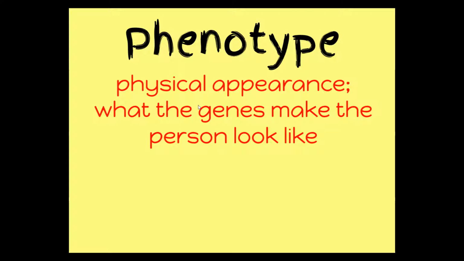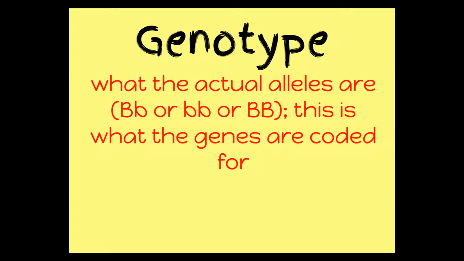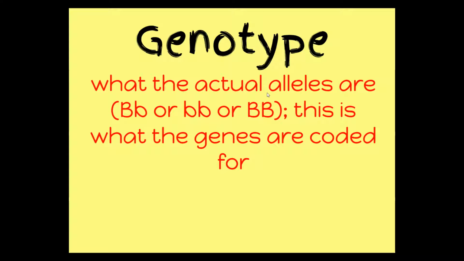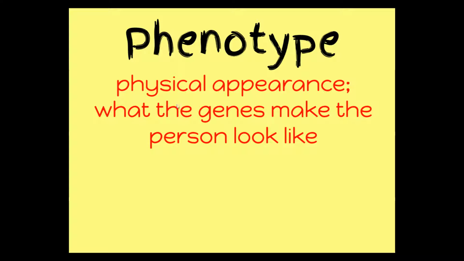So again, we normally show genotype with a big B and a little b, or little b. What the genotype actually causes is the phenotype. So the genotype is what your genes are. The phenotype is the physical appearance that the genes make happen.